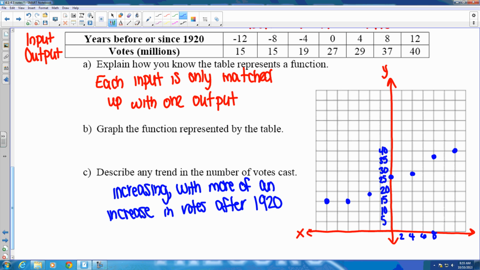So it was increasing the whole time, but it definitely increased more after 1920 when women were given the right to vote. Okay, so that was section 1 of chapter 4.